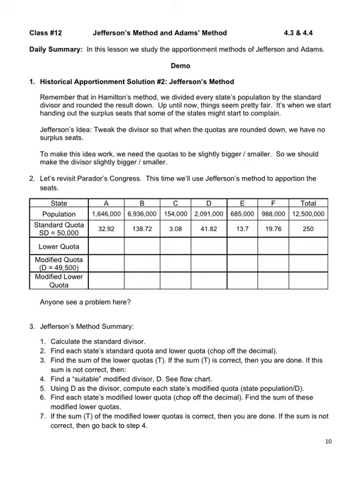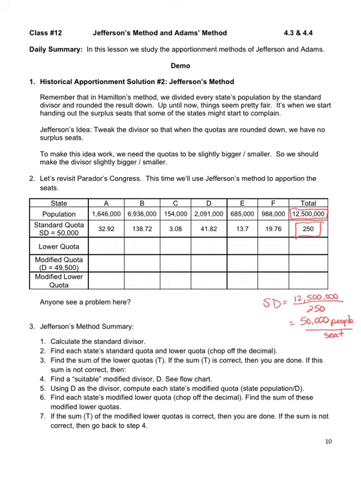All right, so let's revisit Parador's Congress. This time we'll use Jefferson's method to apportion the seats. Just as a reminder, we've got our total population over here on the right, and we've got the total number of seats that we are apportioning, 250. So the standard divisor, or SD for short, was found by taking the 12,500,000 and dividing it by 250. And that gives us 50,000 as our standard divisor. And that's 50,000 people per seat.